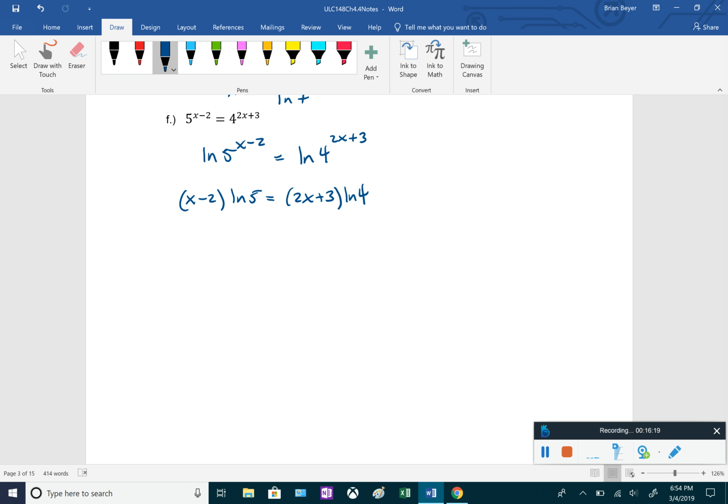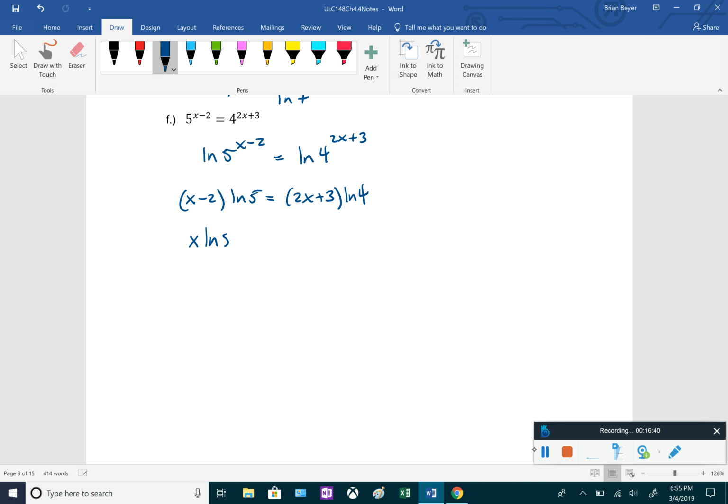So once you get here, you're probably thinking, what the heck do you go from here? Just always keep in mind that ln of 5 and ln of 4, those are just numbers. So this is just a linear equation. So we're going to try to get all of the x's on one side and all of the constants on the other side. So let's distribute the ln's.